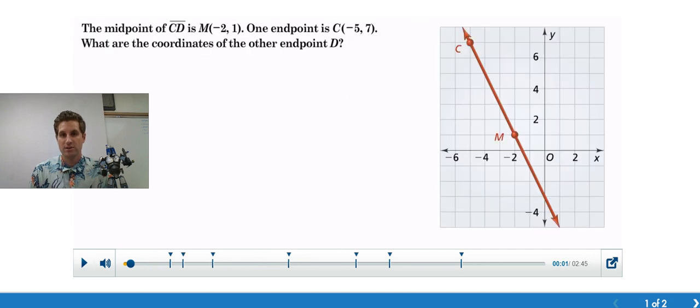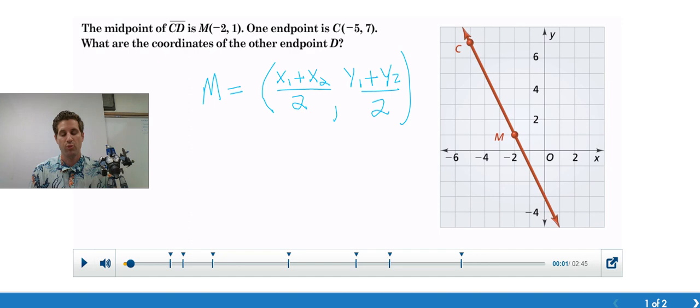Okay, so this one's tricky here. The midpoint is -2, 1. And an endpoint is -5, 7. What are the coordinates of the other endpoint? First of all, I want to write out the formula. We take the values of the x's, add them, and divide by 2, and the values of the y's, add them and divide by 2. And that's going to be your midpoint.